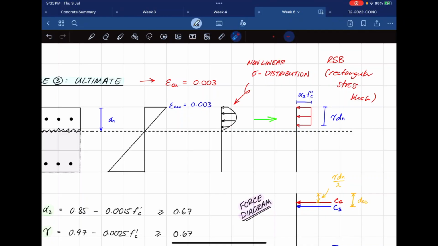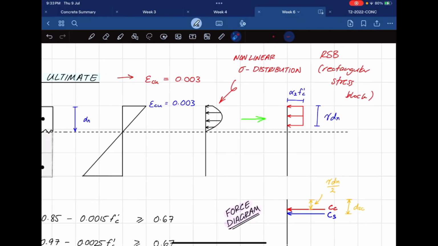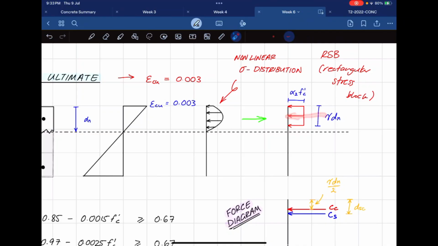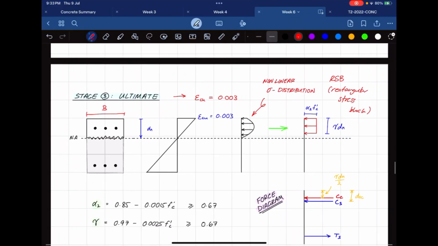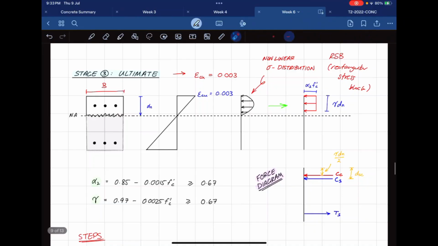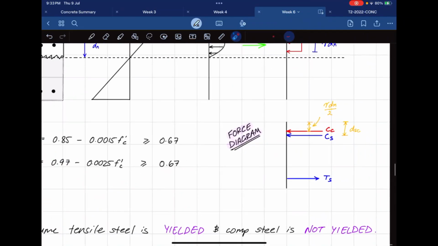And pretty much what happens is, as you know, for a UDL or pressure distribution, you get a force out of it. For a rectangle, this force acts in the middle, and it will be equal to this width times this height times the width of the actual material, B. That's the force itself. Anyways, this is your formula for alpha 2, this is your formula for gamma, and this is what I was talking about. This is the force diagram.